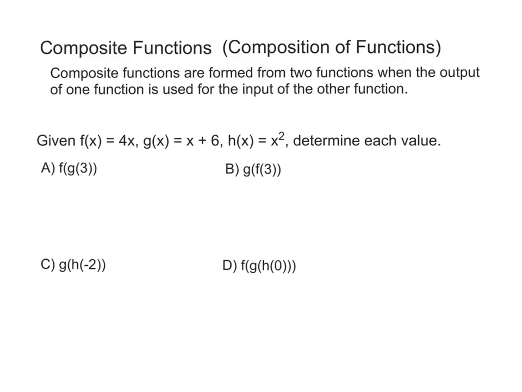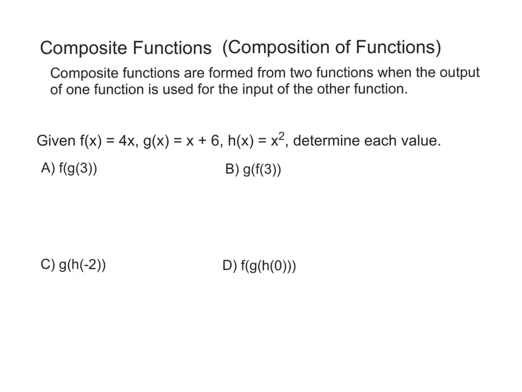So if we look at this one that's given, f of x is equal to 4x, g of x is equal to x plus 6, and h of x is equal to x squared, we're going to figure out each value. There's two different ways to write a composition of functions. This first one says f of g of 3.